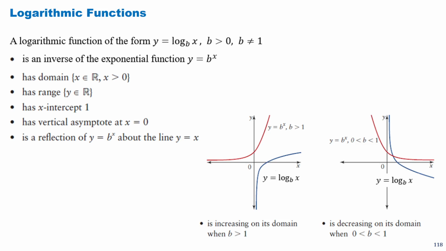The logarithmic function has a vertical asymptote at x equals 0, right? Did you get it? And the red curve and blue curve are symmetrical in the line y equals x because they are the inverse of each other. Okay, any questions?